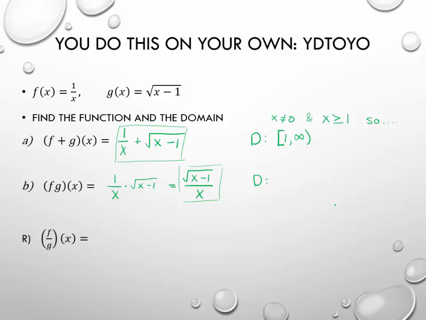Let's talk about B real quick. Multiply them together like this. Combine them, you get the square root of x minus 1 over x. Now, how do you find the domain? Well, for the square root of x minus 1, everything on the inside cannot be negative. So we want x minus 1 to be greater than or equal to 0. We solve it, and x is greater than or equal to 1 because I'm adding 1 over.